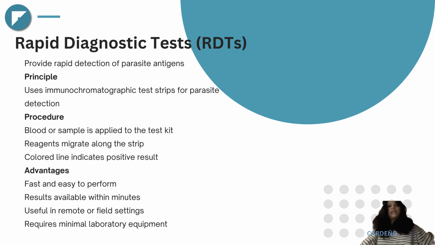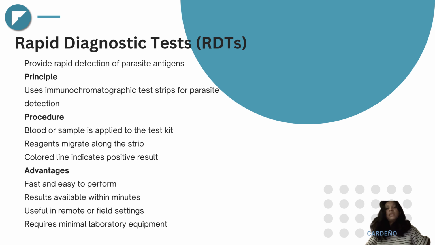Rapid diagnostic tests, or RDTs, are field-friendly tools that provide quick detection of parasite antigens. They use immunochromatographic test strips. The procedure is straightforward. A blood or other sample is applied to the kit. Reagents migrate along the strip. A colored line indicates a positive result.